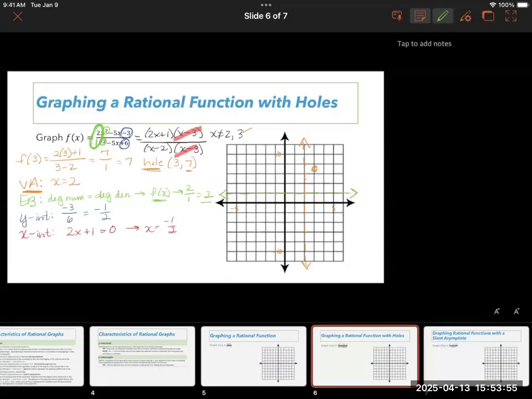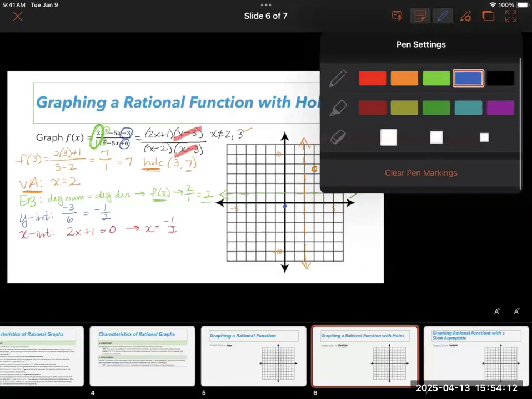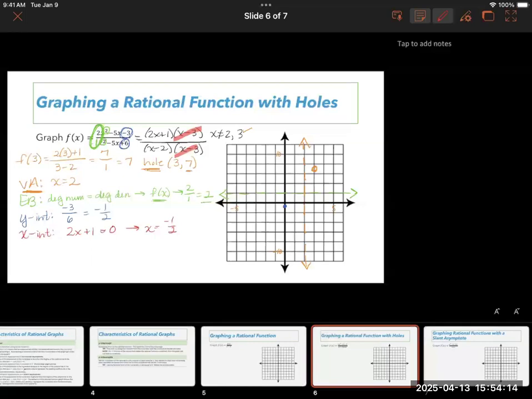And then I have -1/2 for a y-intercept. So again, with y's being on a scale of 2, that means I'm really close here to my origin. And I have an x-intercept also at -1/2, which means I'm going to be right about there.